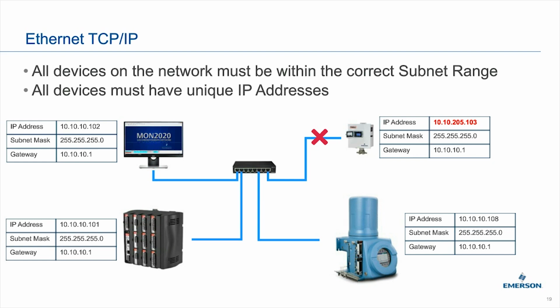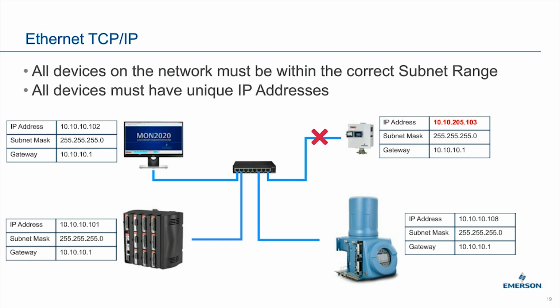You'll notice that the flow bus up on the top right-hand corner has an IP address of 10.10.205.103. That will not be able to connect on this network because the subnet mask there shows 255.255.255.0. That means that where those 255s are, those components of the IP address need to be identical to allow communication. And in this case, for that flow bus in the top right-hand corner, the third IP number is not the same as the rest of the network, so it will not communicate.